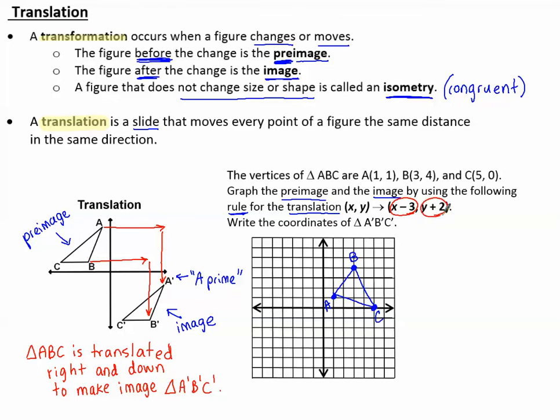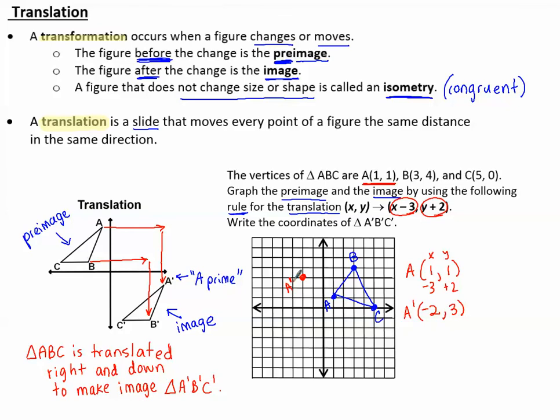Now it is telling us that we're going to change the x by subtracting 3 and the y by adding 2. So if we take point A, the point (1, 1), we're going to subtract 3 from the x-coordinate. So the 1 is the x-coordinate minus 3. That makes negative 2. The other one is the y-coordinate. So we're supposed to add 2, and that makes positive 3. So the image is the point A prime, (negative 2, 3). And we'll write next to that A prime.